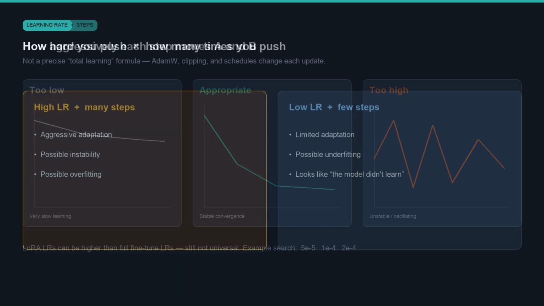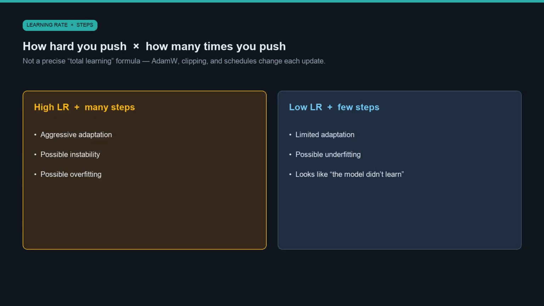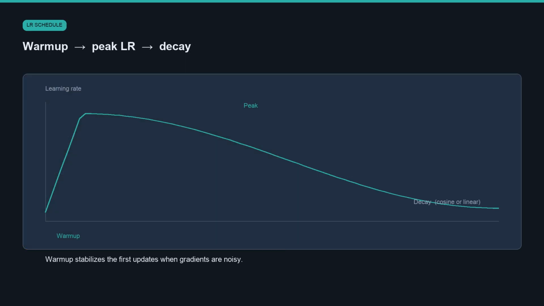Learning rate is how hard you push. Optimizer steps are how many times you push. High learning rate plus many steps can be unstable or overfit. Low learning rate plus few steps can underfit. Do not treat learning rate times steps as a precise total of learning. Adaptive optimizers, clipping, and schedules change each update. A typical schedule is warm-up, then peak learning rate, then decay, cosine or linear. Warm-up helps the first updates when gradients are noisy.